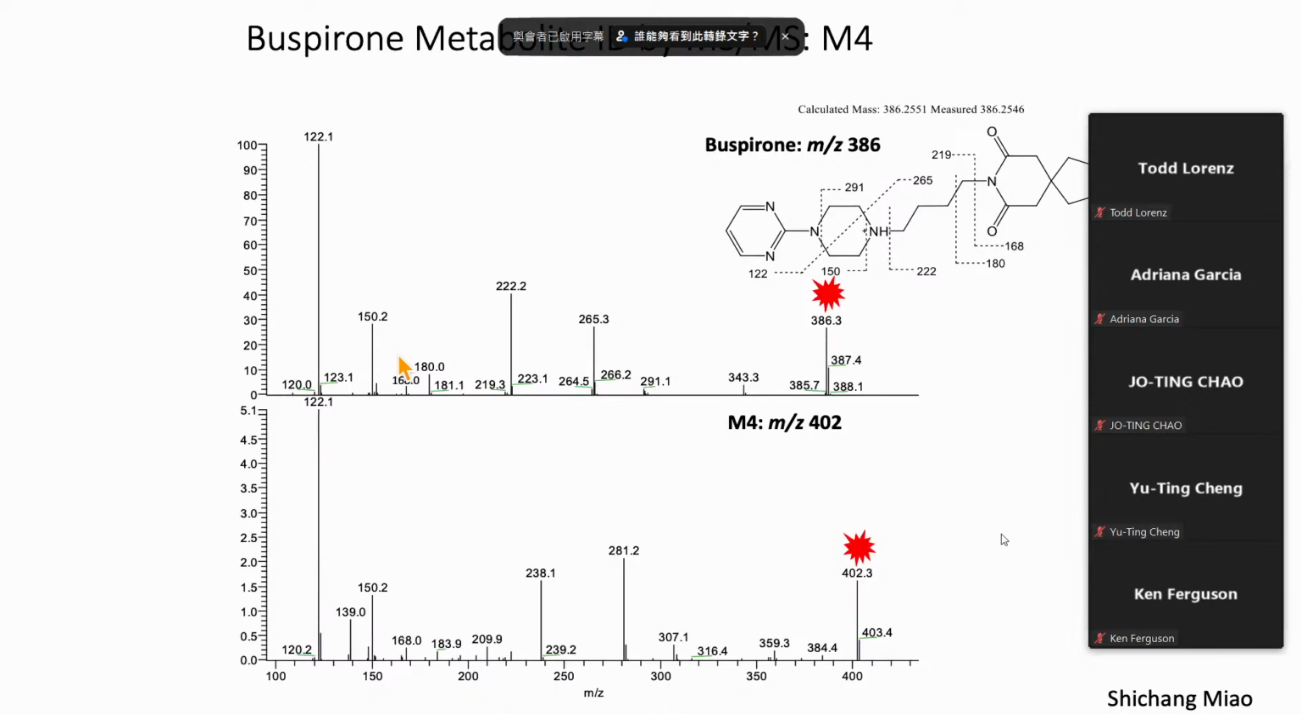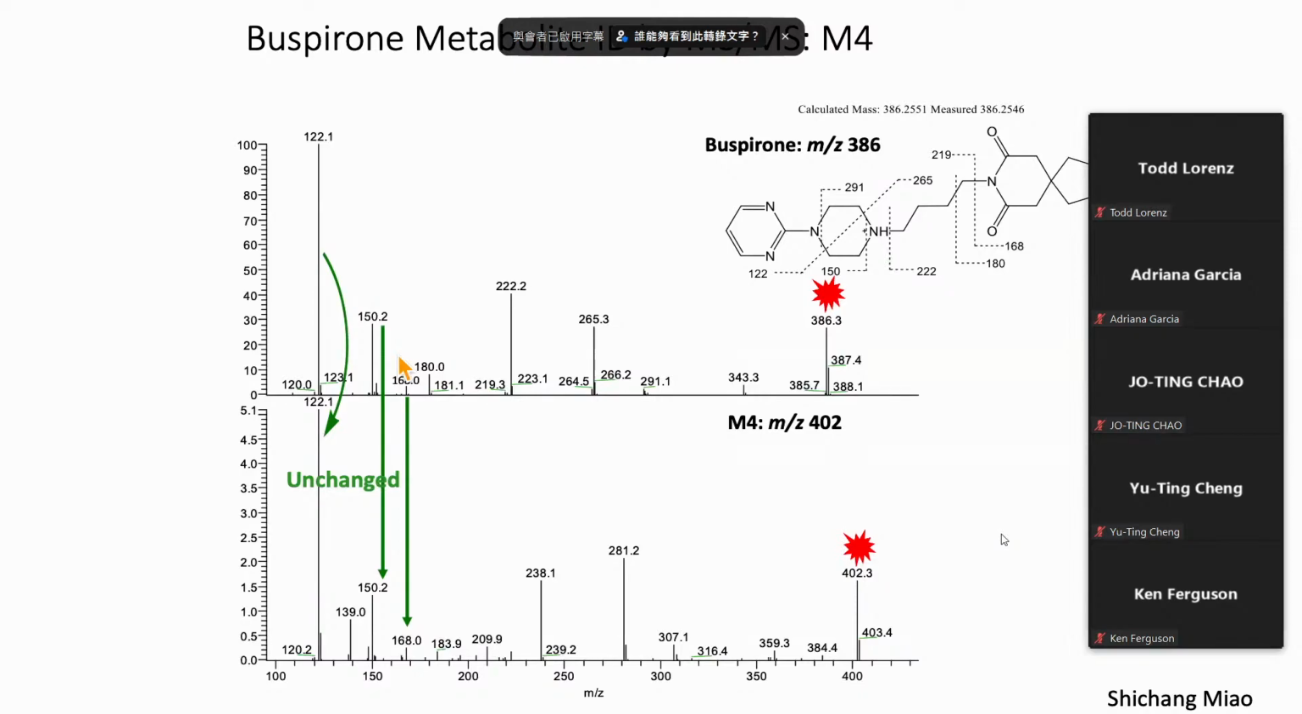And I'm not going to go into the details of mass spectrometry and MS. Just take my word. It's a way to take molecules, isolate them in the mass spectrometer, and fragment them into pieces that give you structural information. So then we look at the same fragments in the metabolite. So we've got the 402, the plus 16 on the 386. That's easy to identify.